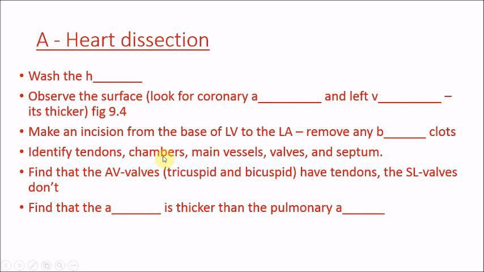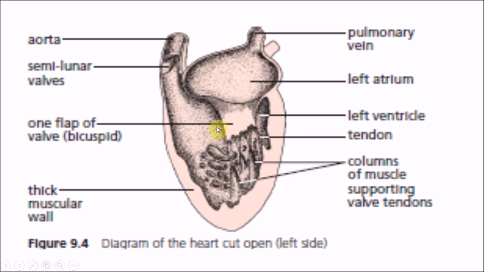And then the chambers, which are here. You've got the left atrium here and the ventricle here. And the ventricle is much larger area and has a lot more thick muscle, whereas the atrium muscle is very thin.